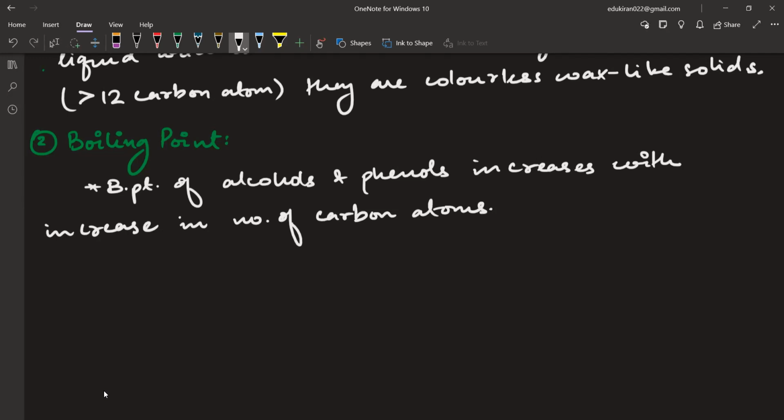Okay. One more thing: before this point, wait a second. If you have written this point, that's fine. I will explain it later. But before that point, we will write why the boiling points of alcohols and phenols are generally greater than the corresponding alkanes, the corresponding haloalkanes and the corresponding ethers also. Okay. And the ethers also. Right, next point.